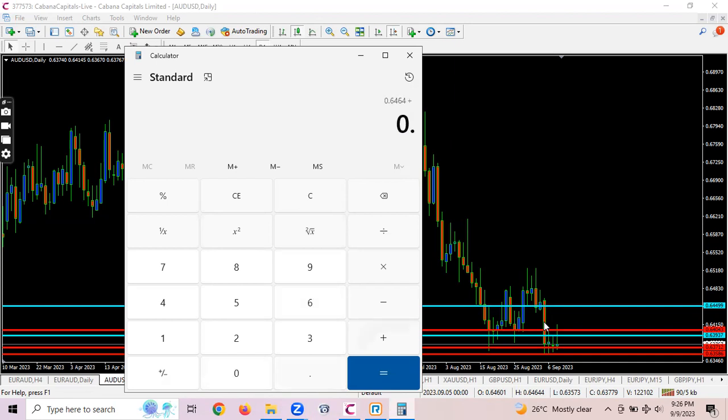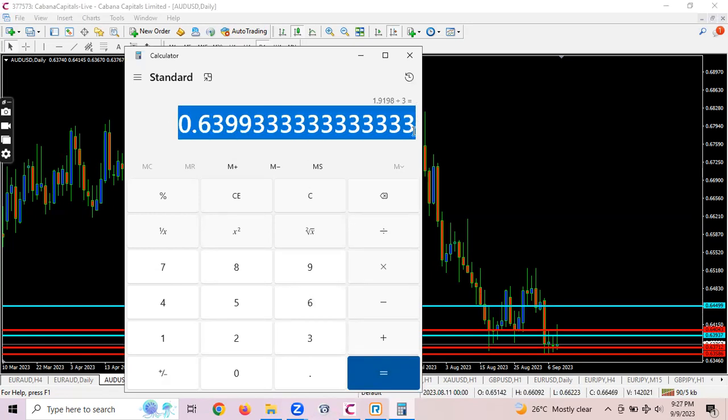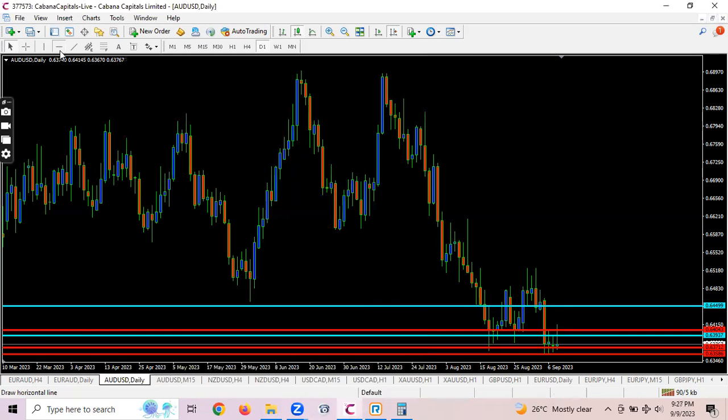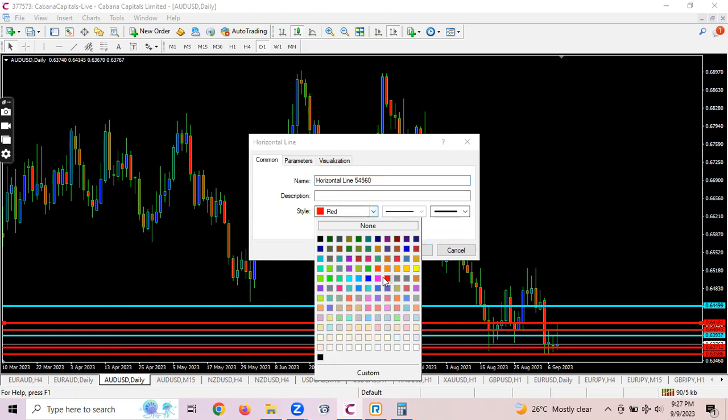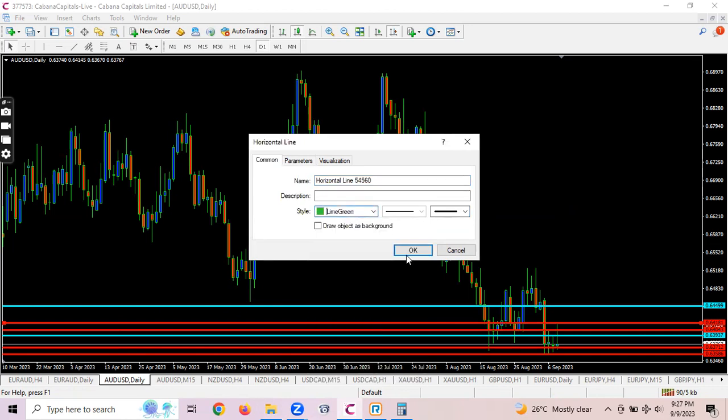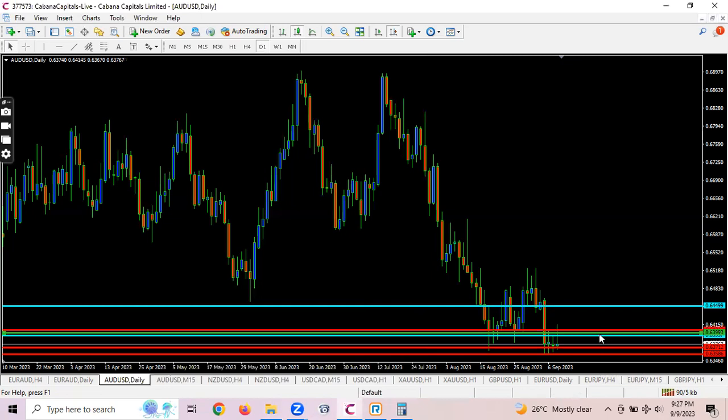0.6464 plus 0.6357 plus 0.6377. So this is 0.6393. That's just a few pips above the weekly pivot. So there's a different color for that. I use green for my daily pivots. You can see where we have the daily.